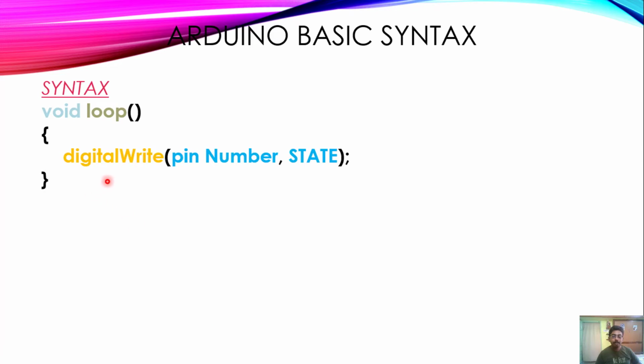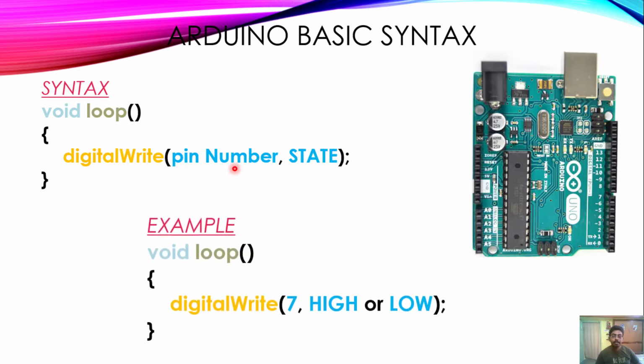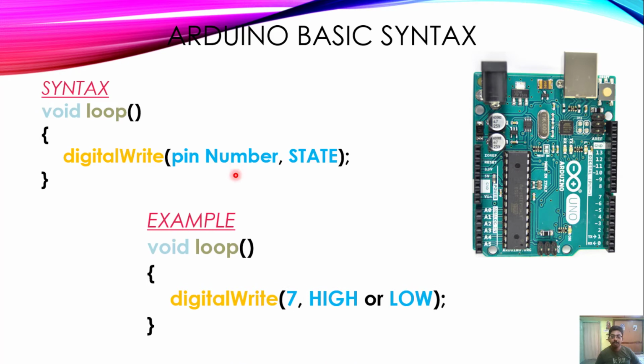This is the digital write statement. In the digital write statement, we can assign the state of the pin number. If we are going to make pin number 7 high or low, we need to define digitalWrite(7, HIGH). This will turn on the LED which is connected to the 7th pin of the Arduino.